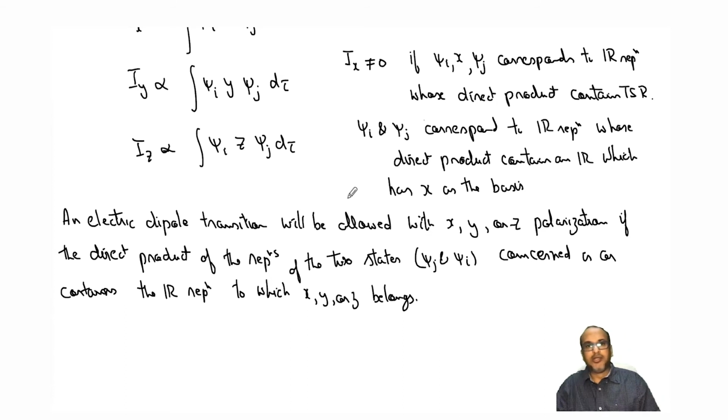right? So if psi i and psi j together form a direct product which either corresponds to an IR representation containing X or contains an IR representation with basis X, Y, or Z, then this integration will survive, and then we will say that the integration is not equal to 0, and thus the spectral transition will happen. Otherwise, the spectral transition will be forbidden.